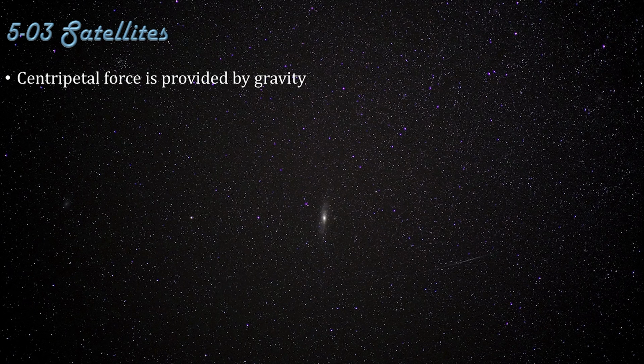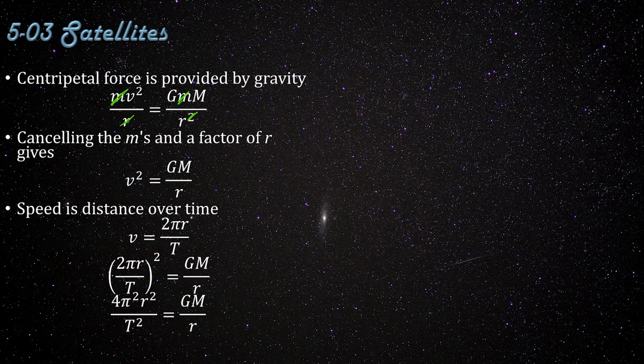So again, for a satellite orbiting a planet like the Earth, the centripetal force is provided by gravity. So we have our centripetal force equals the force of gravity. Cancel the m's and one of the r's, and you get v squared equals GM over r. But speed is distance over time, so our speed is the circumference over the period. So we can plug that in for our v. And then square everything, so the 2 squared, pi squared, r squared, T squared. Do all that.